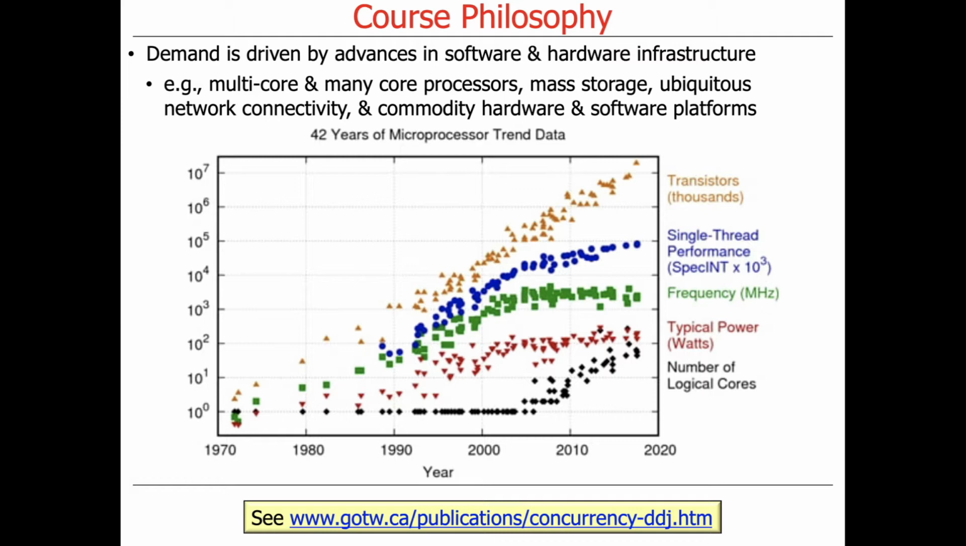And there's other things that are motivating this too. Obviously, storage has gotten a lot bigger. Networks have gotten more ubiquitous. The performance and the speed of networks has gone way up. There's commodity hardware and software platforms that have multi-threading baked in, like Windows or Linux or Java, as we're going to talk about here, or Android for that matter. So there's lots of opportunities to take advantage of all these features.